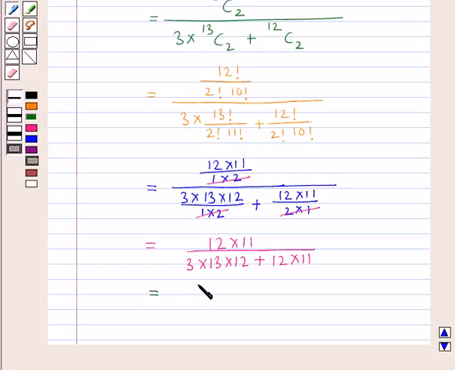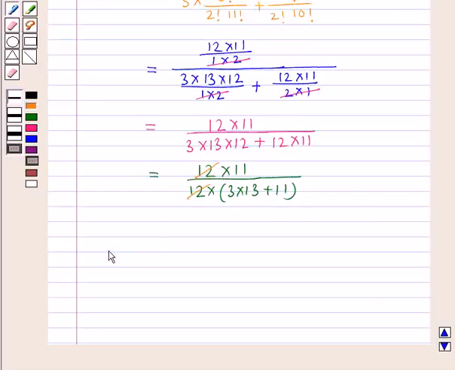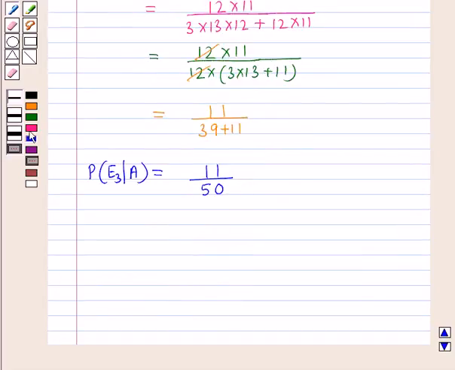This is further equal to 12 into 11 upon 12 into 3 into 13 plus 11, the whole. Now here this 12, 12 cancels. So we get 11 upon 39 plus 11, which is equal to 11 upon 50. This is the probability of the event E3 given that A has already occurred. And this is what we were supposed to find.